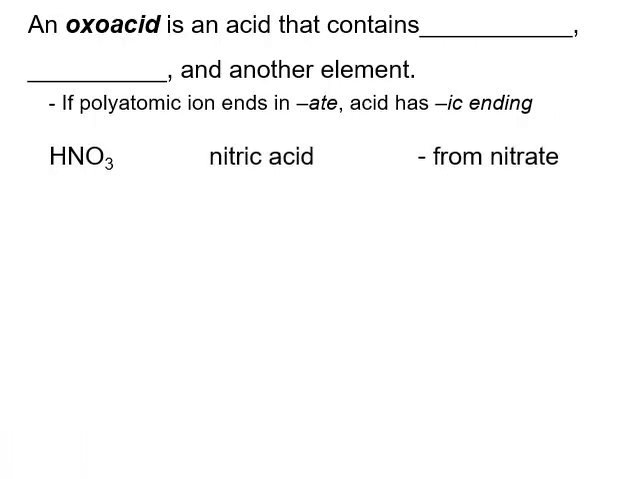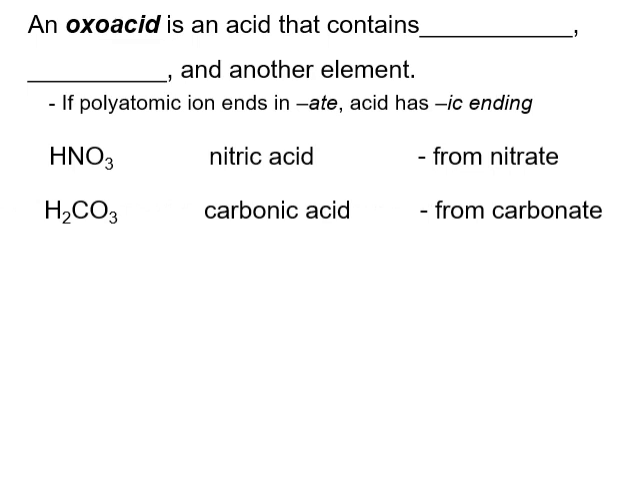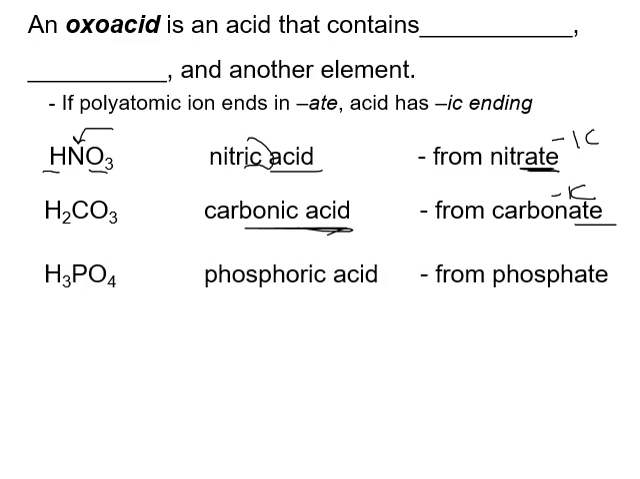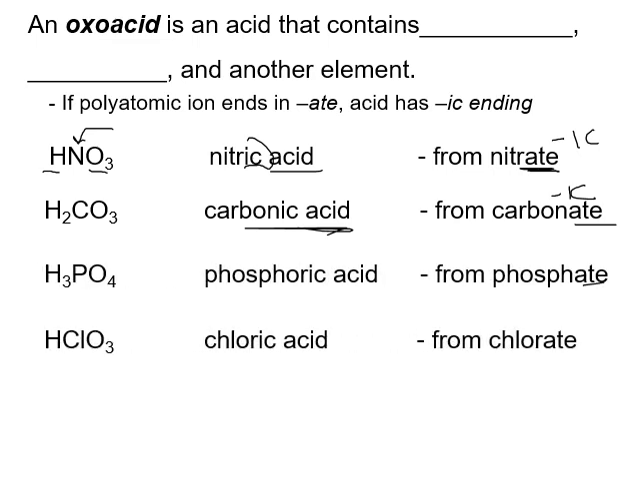Oxoacids are acids that contain hydrogen, oxygen, and one other element, and that one other element is usually a nonmetal. I think it almost always is, or a metalloid. So when you name it, it's named with the ic. If it comes from the ate, like this came from nitrate, it becomes ic, and then you put acid on the end. This came from carbonate, so it becomes ic, and then put acid on the end. Comes from phosphate, phosphoric; comes from chlorate, chloric. So you see the pattern.